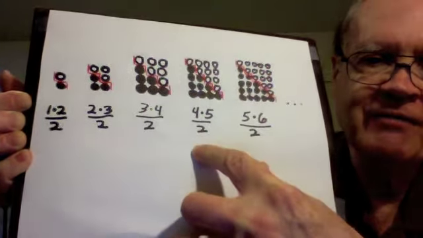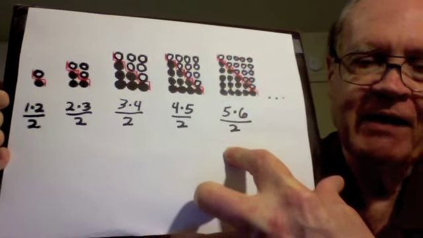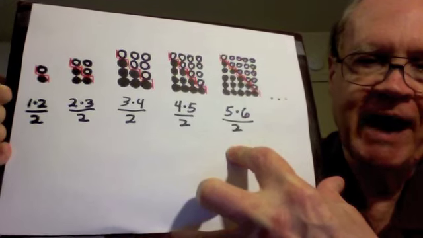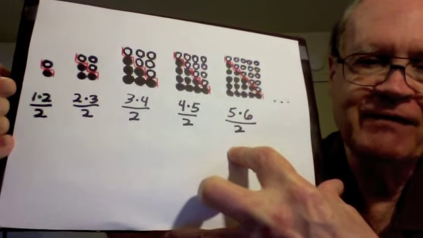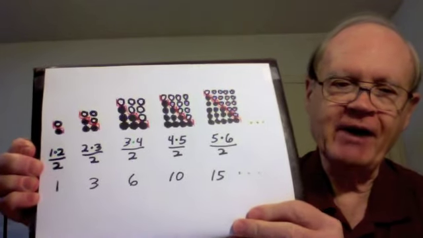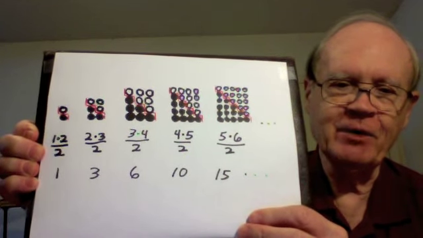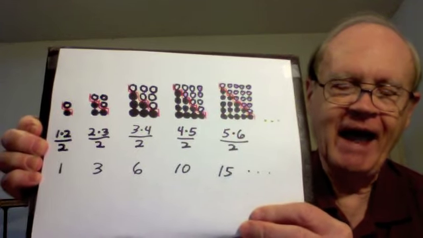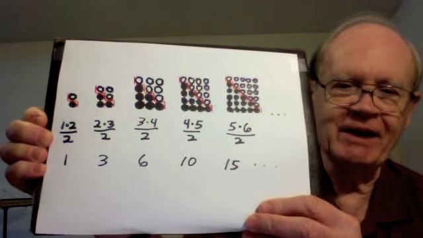A 4 by 5 rectangle, half of that gives the 10 black circles. A 5 by 6 rectangle, half of that gives the 15 black circles. That's the triangular numbers 1, 3, 6, 10, 15. Those are the first 5 of them. And this process can be continued indefinitely.